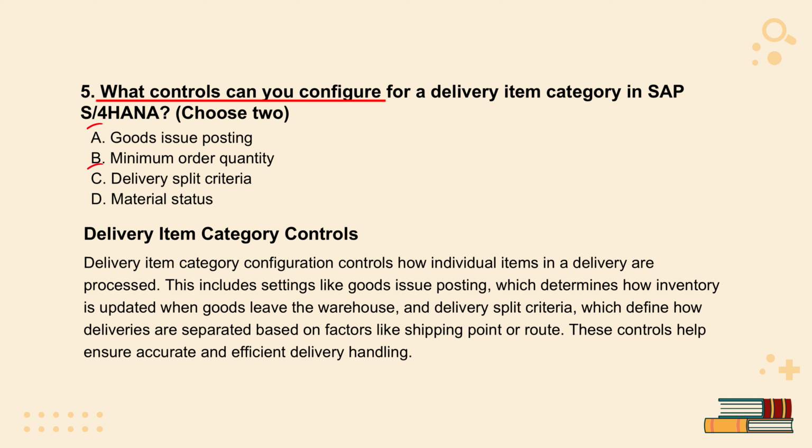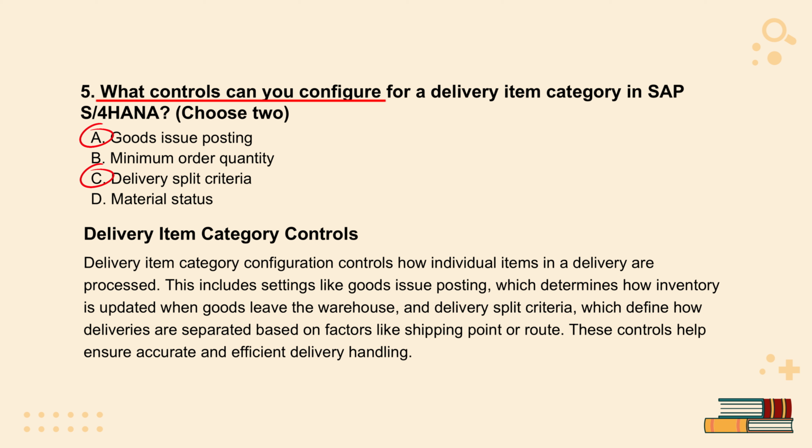Right. But for other items, maybe high-value goods or items needing inspection, you might configure the item category to require a specific manual step to confirm the goods issue. Okay. More control for certain types of items. Yes. It ensures your inventory records accurately reflect the physical reality with the right level of control for different product types. Vital for inventory accuracy.